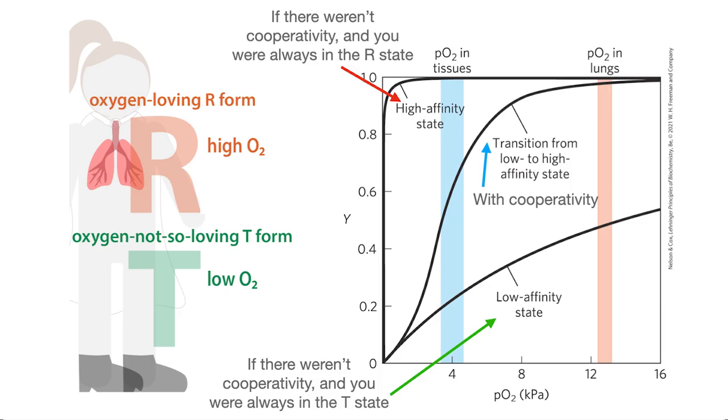oxygen. So it's got these two kind of contradictory tasks. And so we need to be able to actually change the affinity of hemoglobin for the oxygen so that it can both pick it up and let it go, and do that in the right locations.